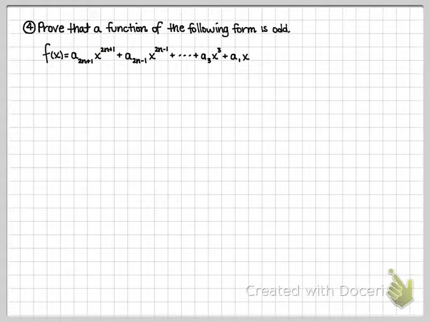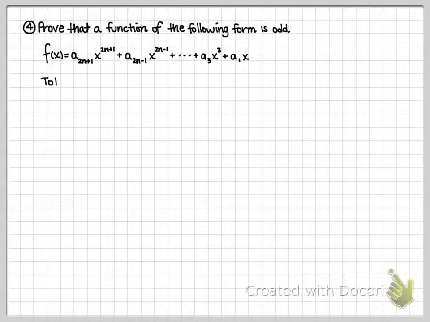Okay, last question for the video. We want to prove that a function of the following form is odd. So I would define the function as f of x equals, and that big huge mess. I think one of the things that we need to talk about first is what does it mean for a function to be odd?